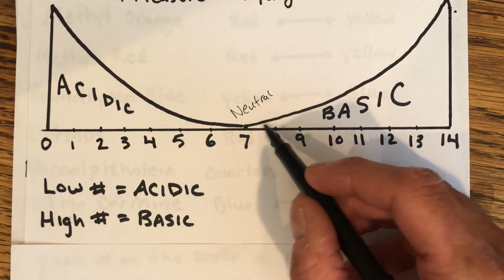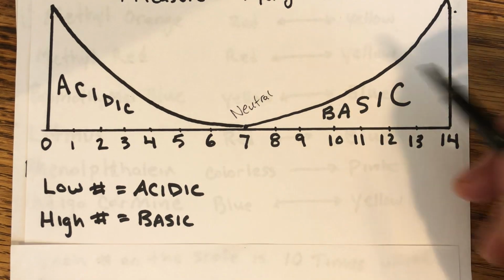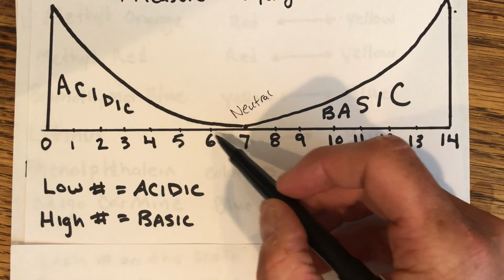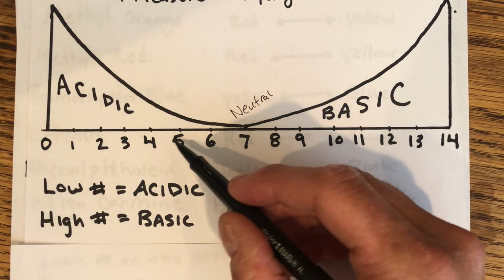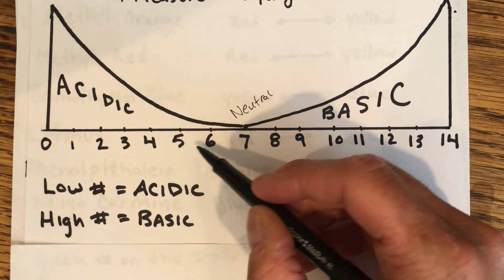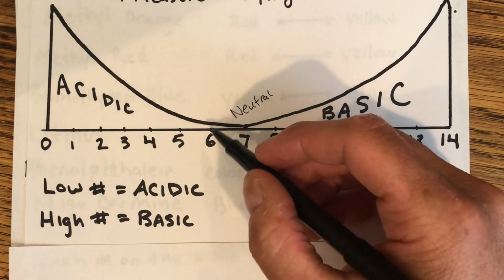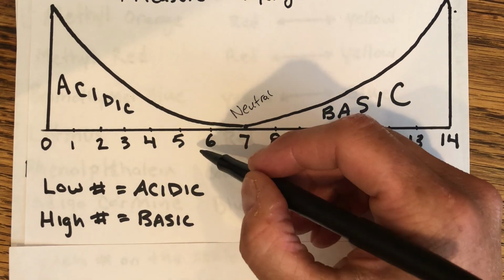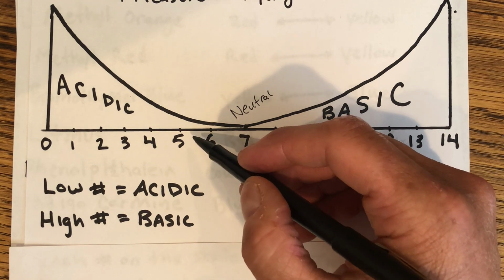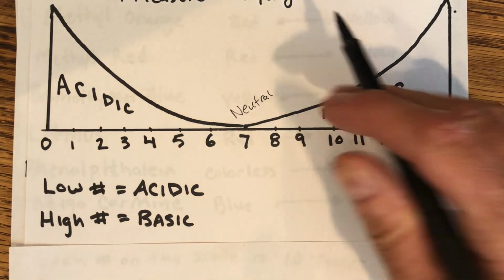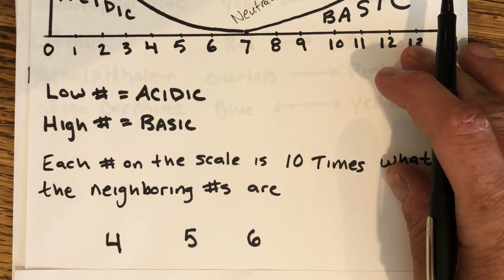And you might be wondering why these lines are kind of curved like this. And that is because this is not a linear type of scale. Yes, 5 is more acidic than 6, but the reason that this is a curved line is because this is a logarithmic scale, meaning that between each of these numbers, there is a 10-fold increase in hydrogen ion concentration. So each number on the scale is 10 times what the neighboring numbers are.